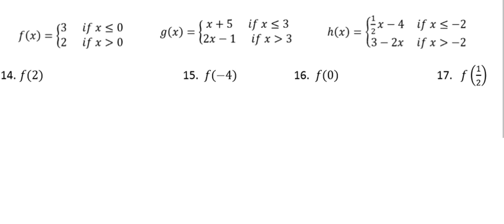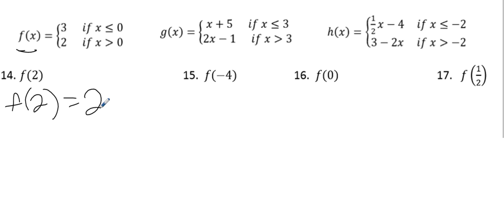Oh, I'm sorry. No, it says f of 2. So that means I'm just looking at the f of x. This is f of 2. Which one? Is x less than or equal to 0, or is x greater than 0? Well, 2 is greater than 0. So you would look at this one to be f of 2 equals 2. That's all you need to put for that.